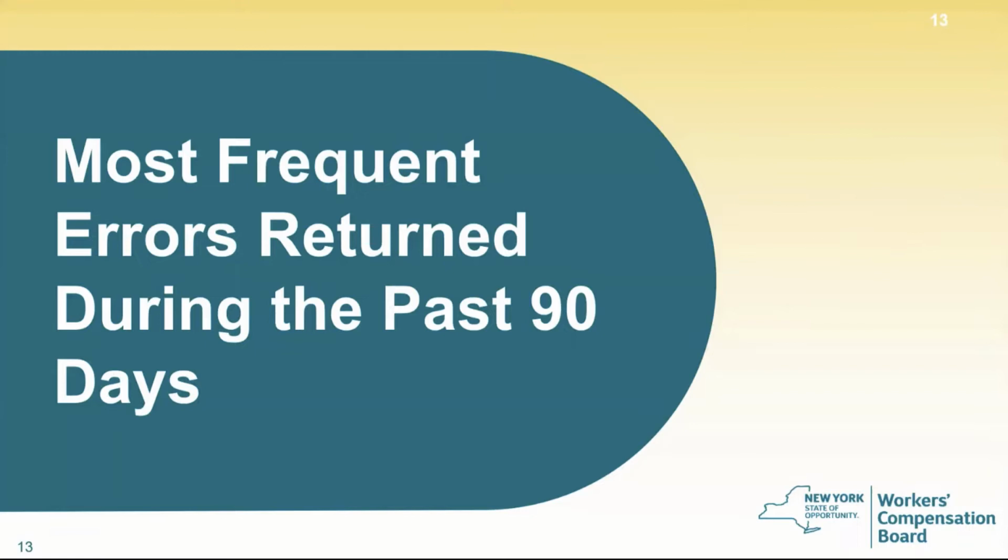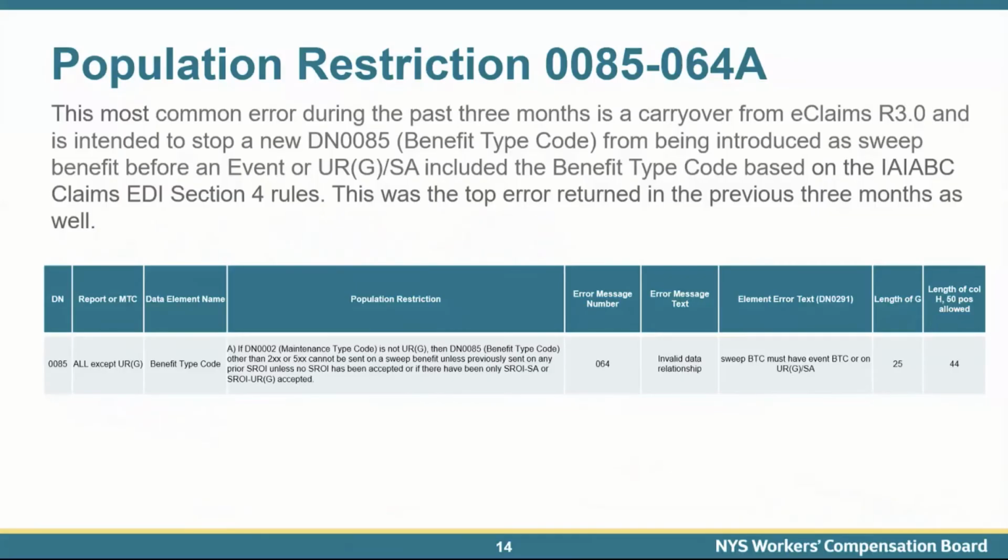We're now going to go over the most frequent errors during the past 90 days. The first error was for population restriction DN 85064A. This is the most common error during the past 3 months, and this is a carryover from Release 3.0. It is not a new edit.